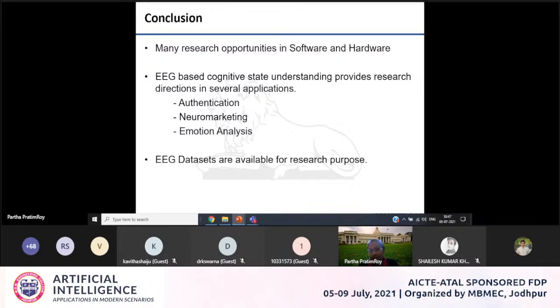Many data sets are available. If you are interested, just download and start working. Publishing a paper is also very easy compared to other research domains, because this is a very new field. If you just have some idea, you develop some data sets and you publish. It is actually quite fast and easy.